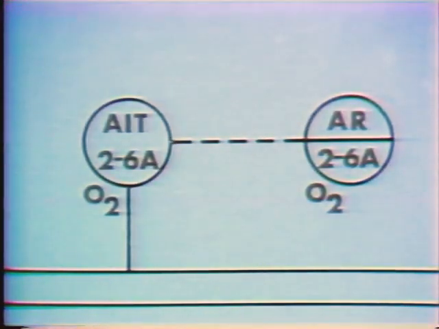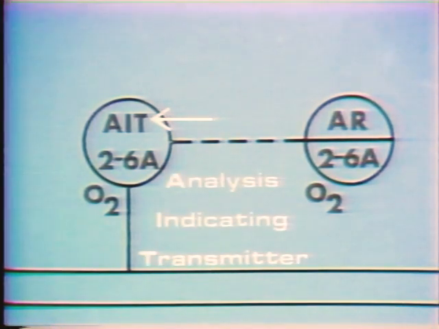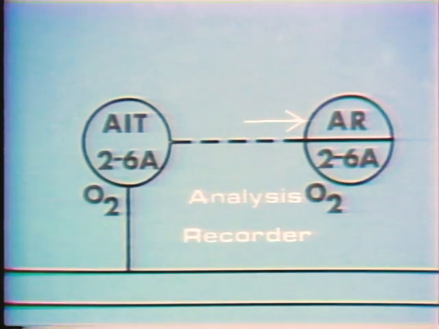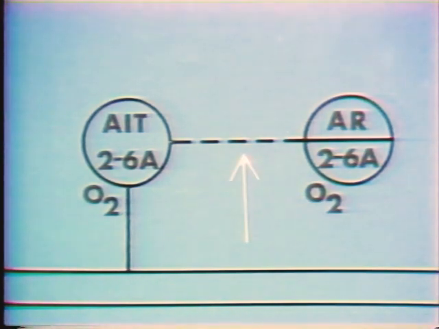Here's how it all looks on a P&ID. The AIT in the upper half of the symbol means an analysis indicating transmitter. The chemical that's analyzed is placed next to the instrument symbol. In this case, the chemical is O2, or oxygen. The remote recorder that is fed by the transmitter is shown here. The AR means analysis recorder. The broken line connecting the two symbols indicates that the signal being sent is electrical.